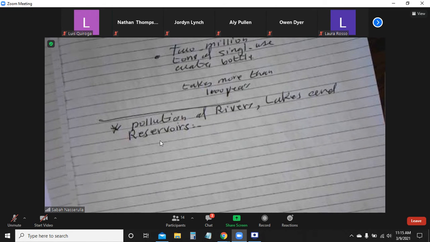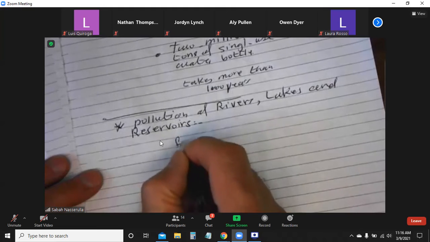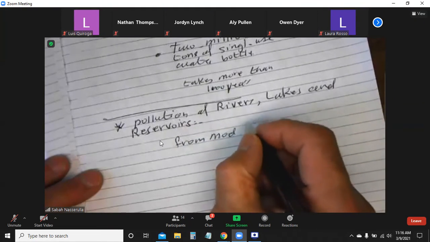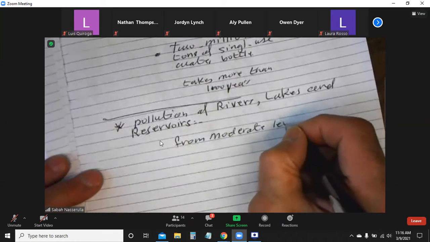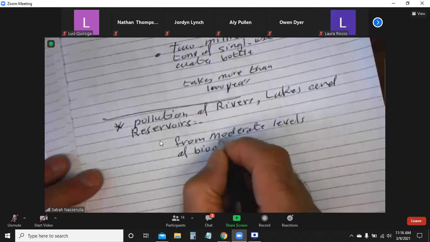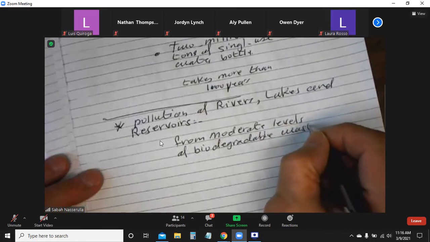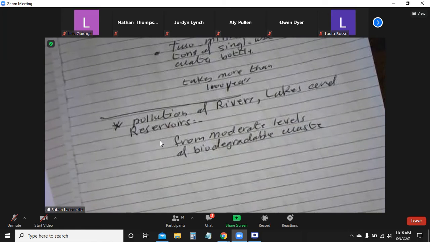Now, to start with the flowing rivers and streams. I am going to mention here that flowing rivers and streams can recover rapidly from moderate levels of biodegradable waste. So as I mentioned, flowing rivers and streams can recover rapidly from moderate levels of biodegradable waste.